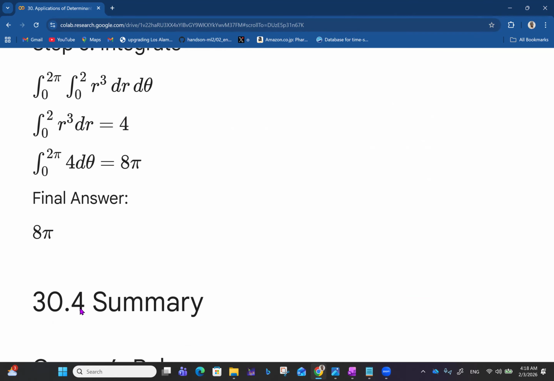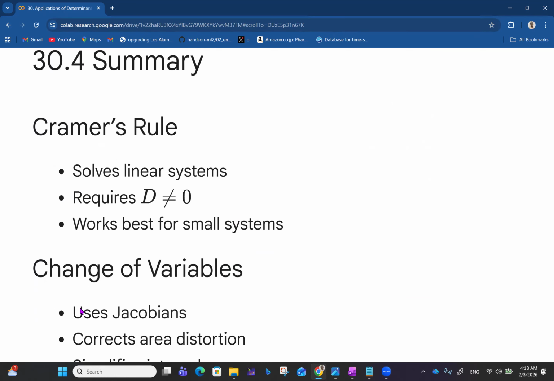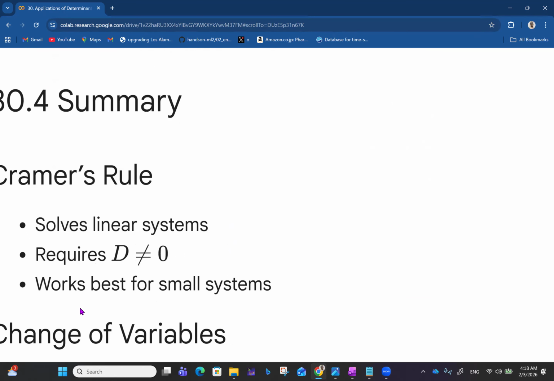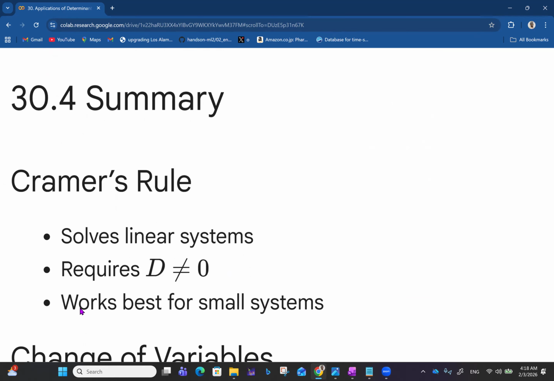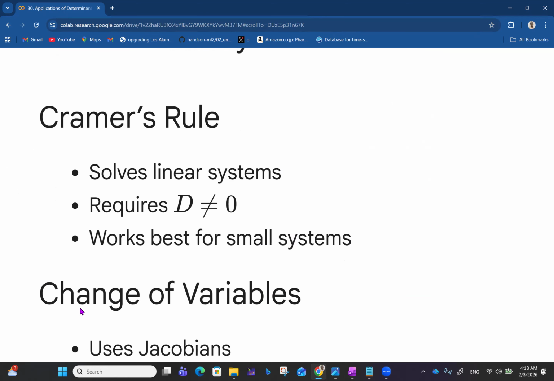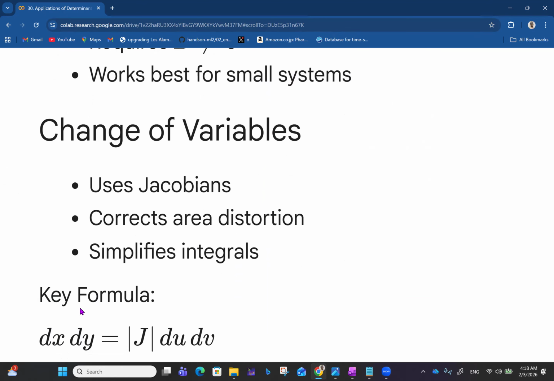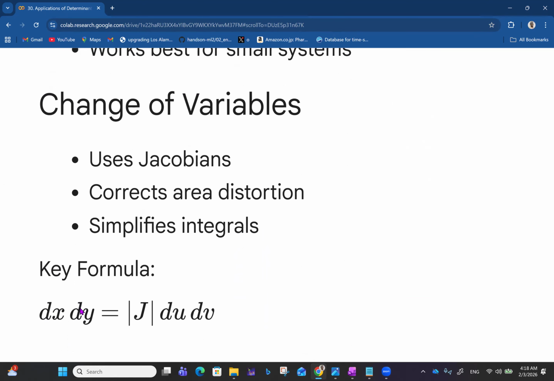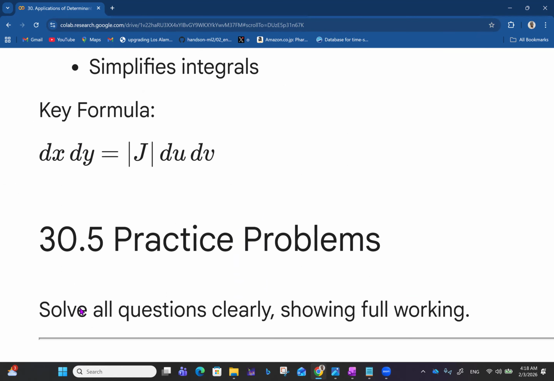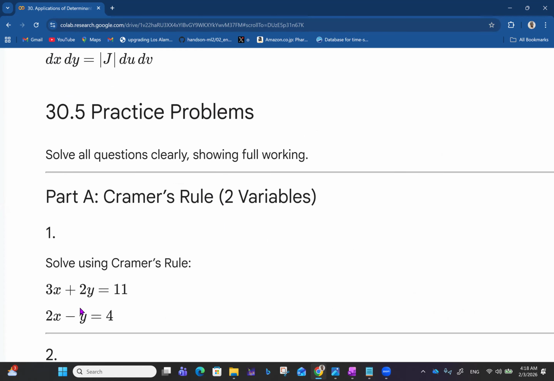So in summary, Cramer's rule solves linear systems and requires determinants not to be zero, and works best for small systems. Change of variables uses Jacobians, corrects area distortion, and simplifies integrals. The key formula is dx dy equals j du dv, for whatever new coordinate system we want to go into. Then we have practice questions.